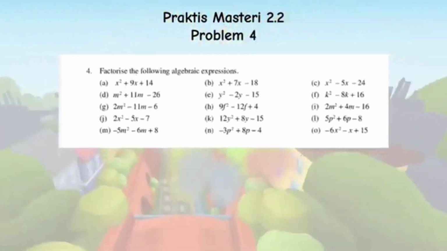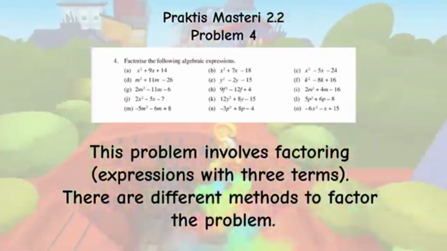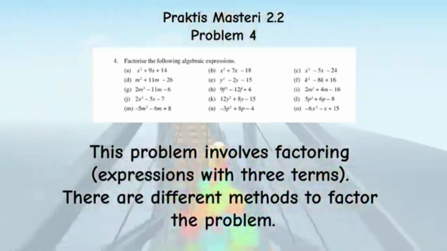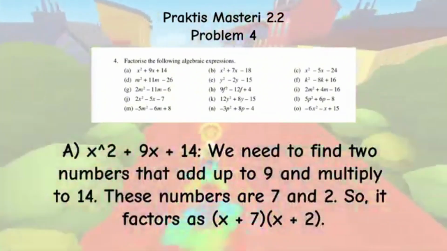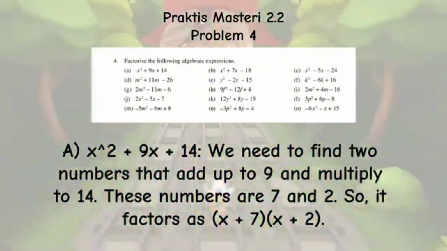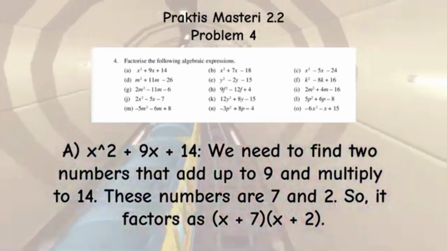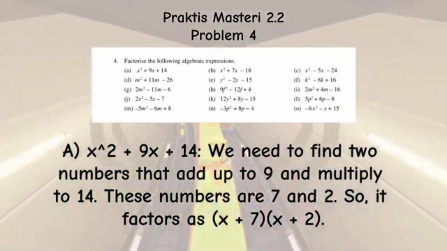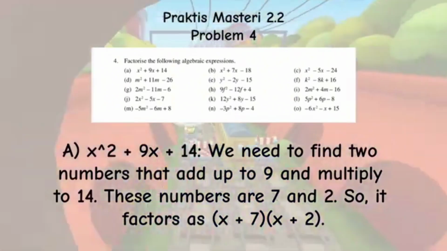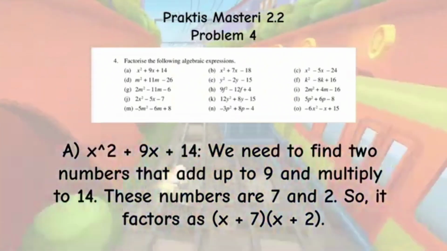Problem 4. This problem involves factoring expressions with three terms. There are different methods to factor the problem. A. x² + 9x + 14, we need to find two numbers that add up to 9 and multiply to 14. These numbers are 7 and 2. So, it factors as (x + 7)(x + 2).